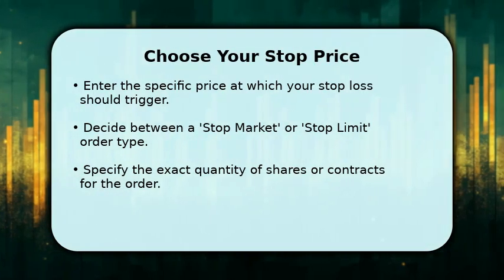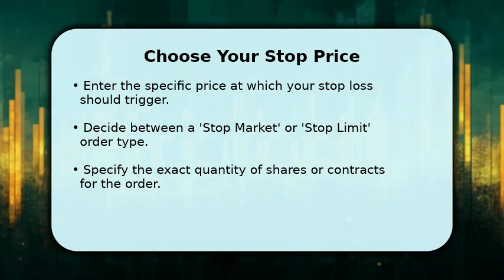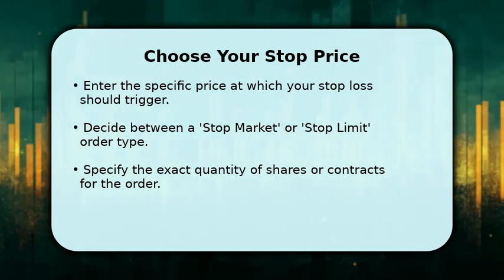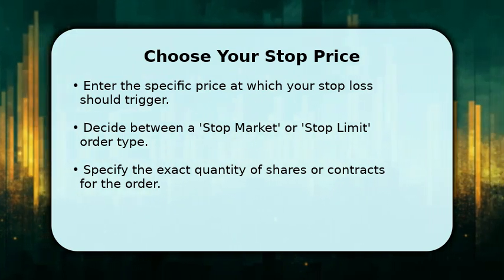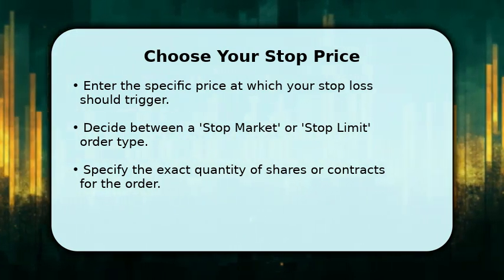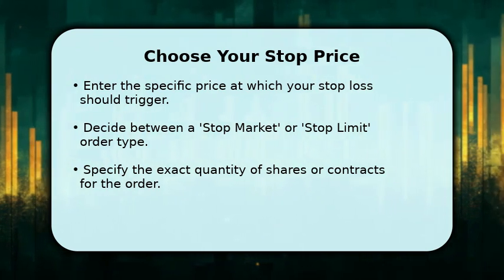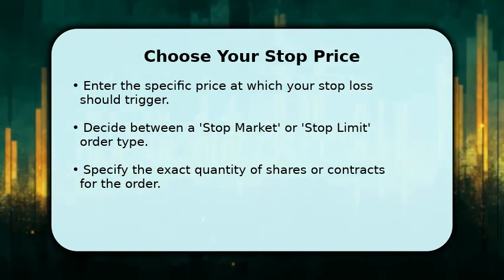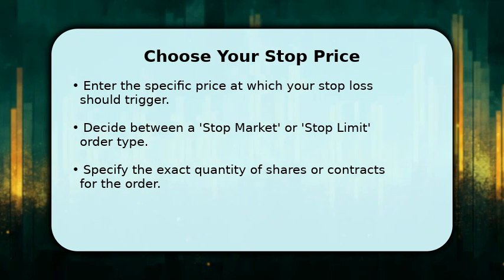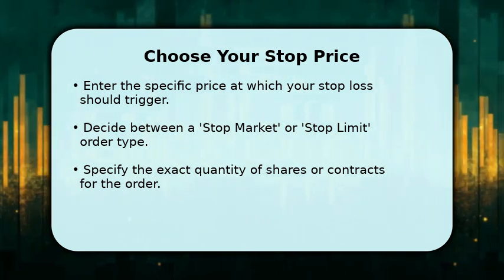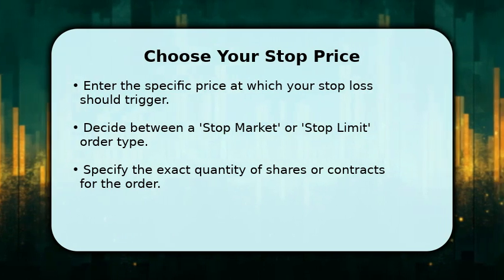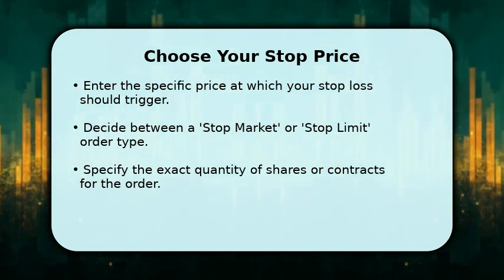Once the order entry window is open, you will define your stop price. This is the critical price point where you want your order to activate. You'll choose between a stop market order, which aims to execute immediately at the best available price once triggered, or a stop limit order, which becomes a limit order at a specified price after triggering. Remember to confirm the correct quantity of shares or contracts for your stop loss.